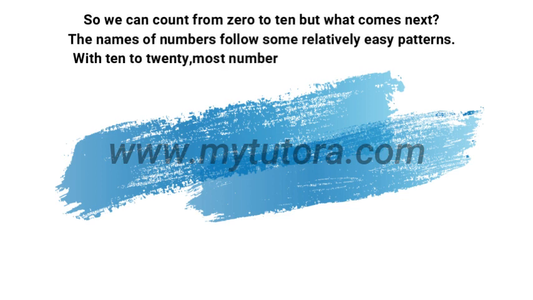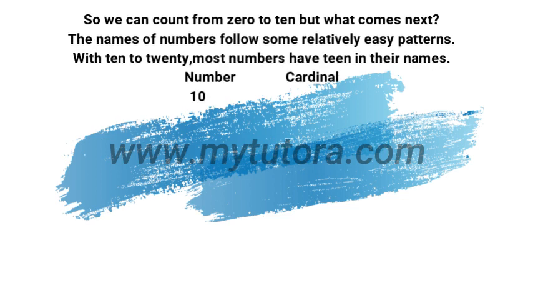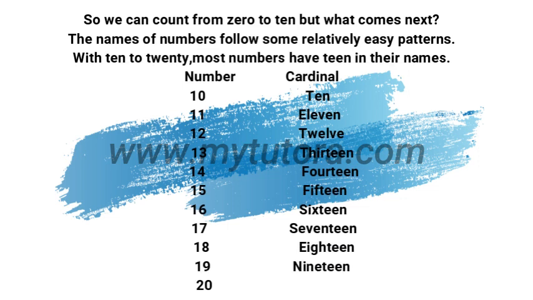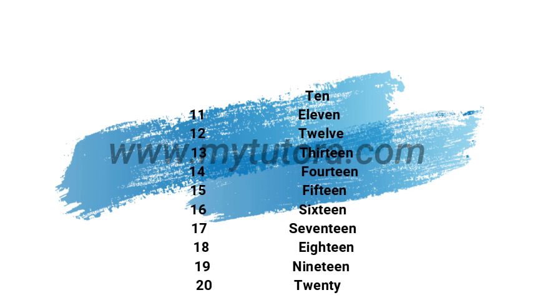But what comes next? The names of numbers follow some relatively easy patterns. With 10 to 20, most numbers have a teen in their names. 10, 11, 12, 13, 14, 15, 16, 17, 18, 19, 20.